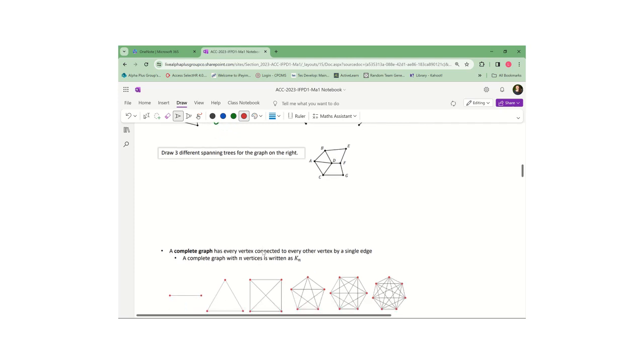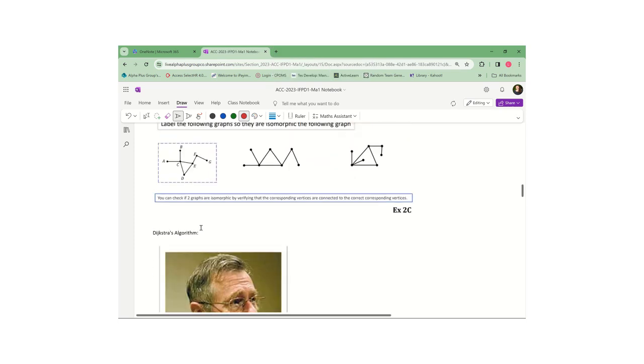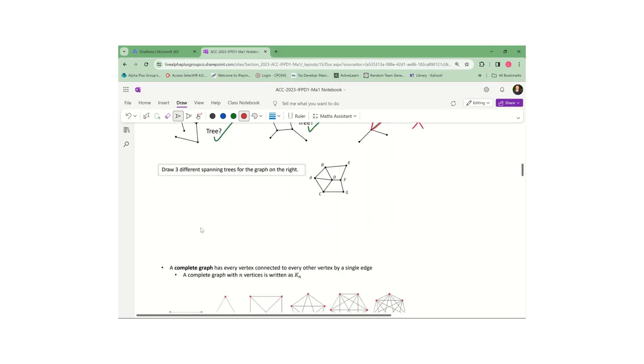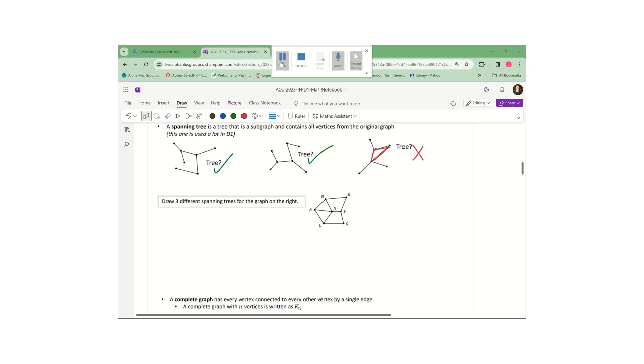Okay, draw 3 different spanning trees for the graph on the right. Let's just see how much I've got left here. Okay, why don't you pause here and see if you can draw some spanning trees. Okay, so perhaps you've had a go at that. Let me show you what this means.